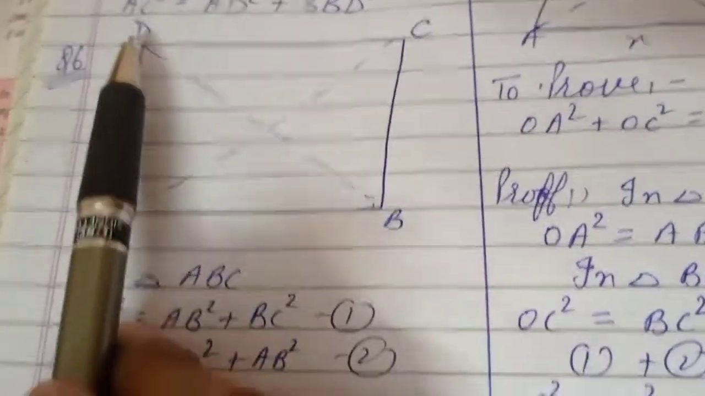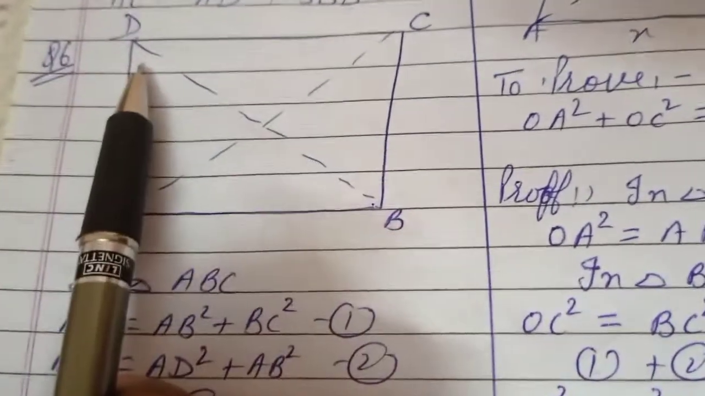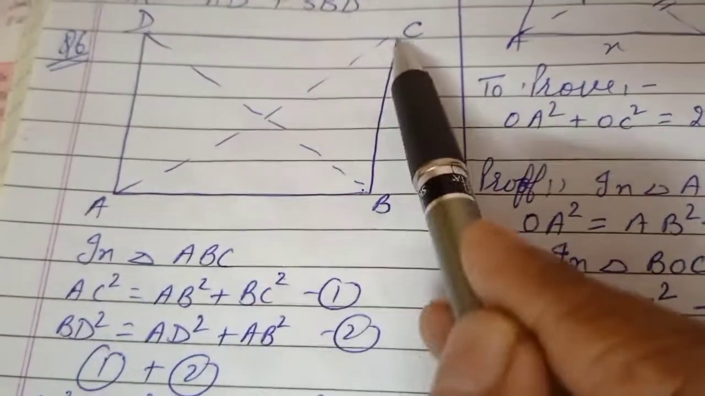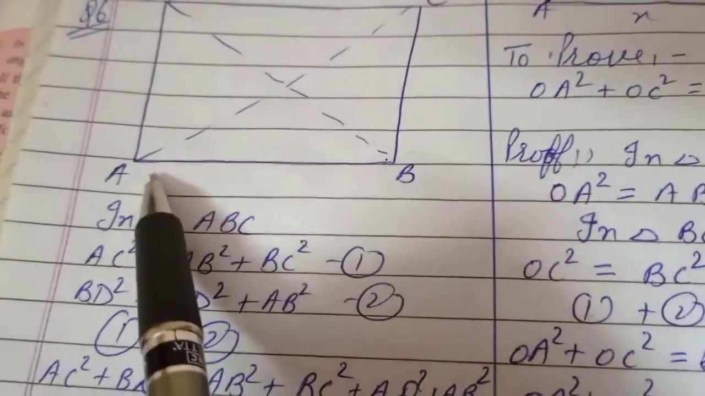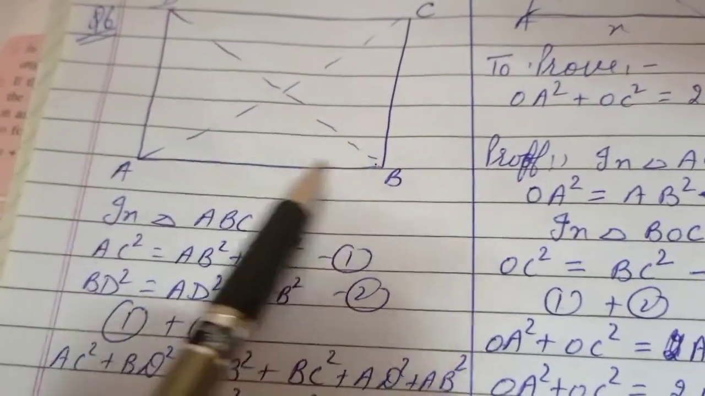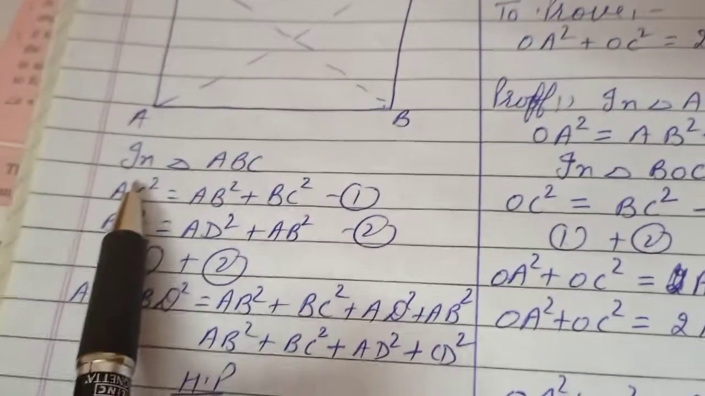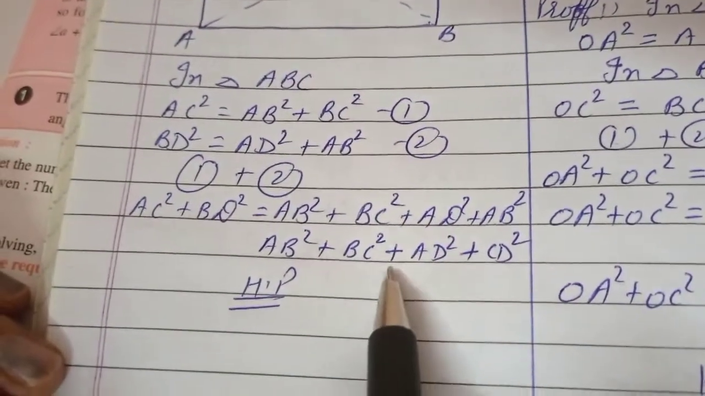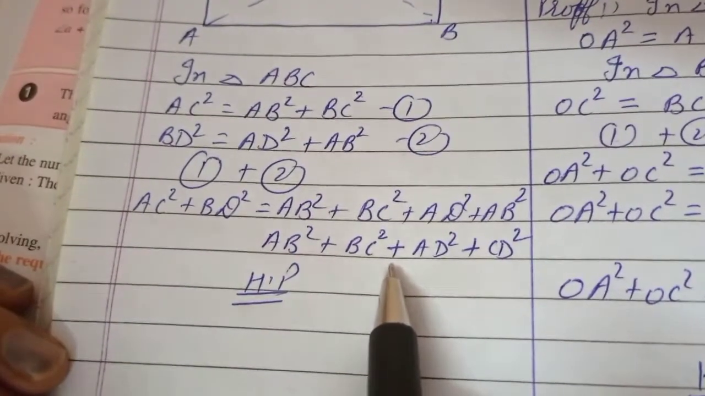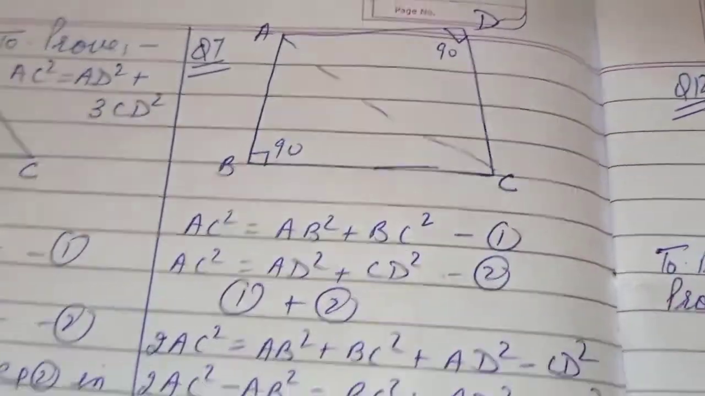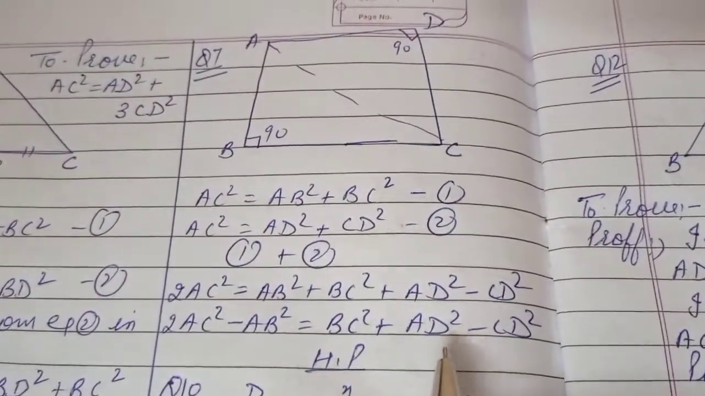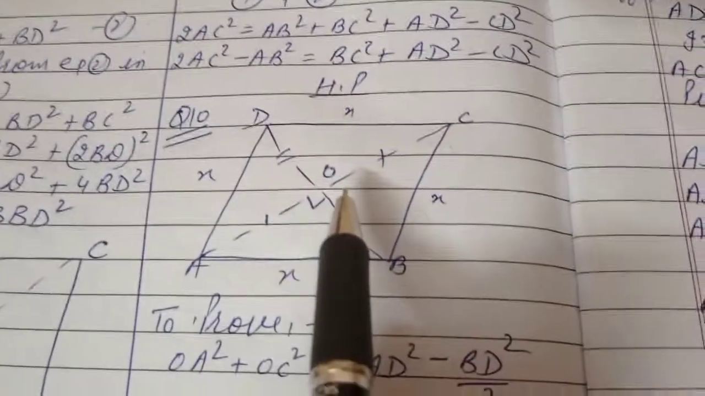Sixth question. You are given a rectangle. Prove that AC square. So for that we need to join it. Clear? AC square can be found using Pythagoras theorem in this triangle. Then BD square can be found using this triangle. So I got it. Then afterwards we will add them. So this is the result you have to prove. You can see the question in the book. Seventh question I already solved. You can go through the solution. Clear? Very easy. You can go through it. Ninth question, hint is already given to you.